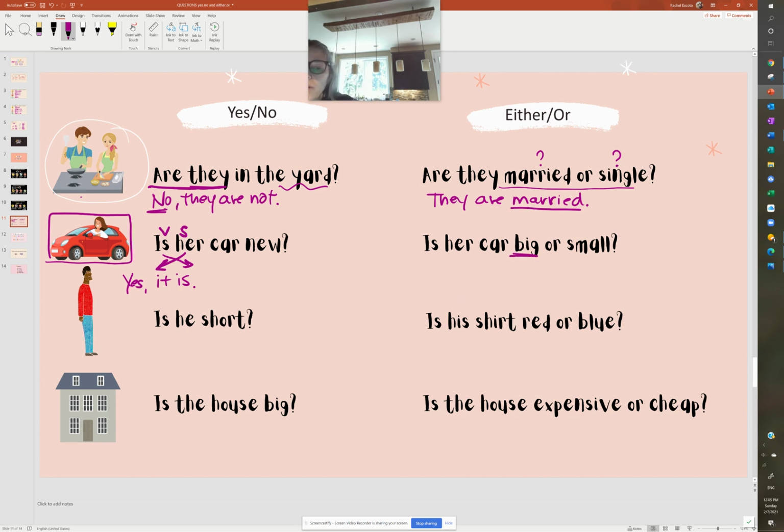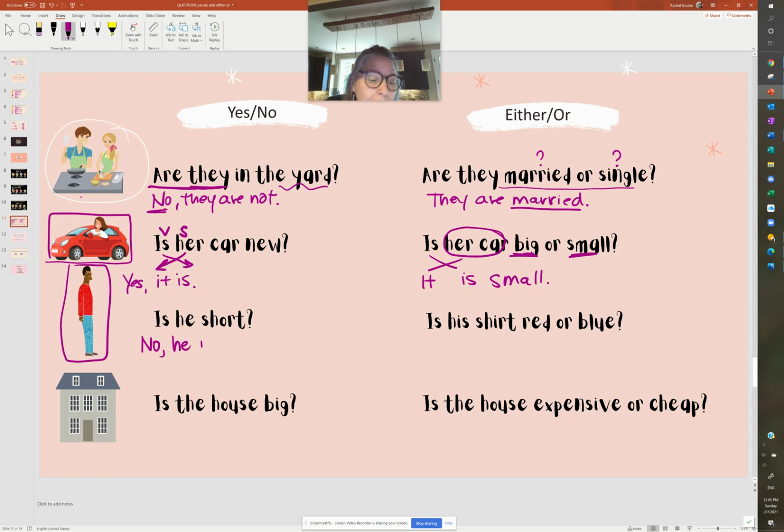How about over here? We have options, big or small. Is her car big or small? Well, we can say her car, or we could say it, right? It is small. I chose. I can't say yes. I can't say no. I have to say big or small. Okay, look at this guy. Wow. Is he short? No, he is not. No, he is not short.